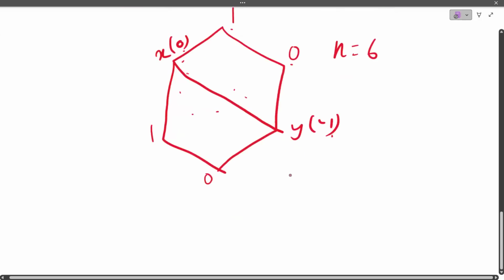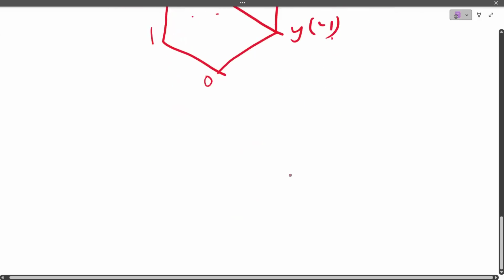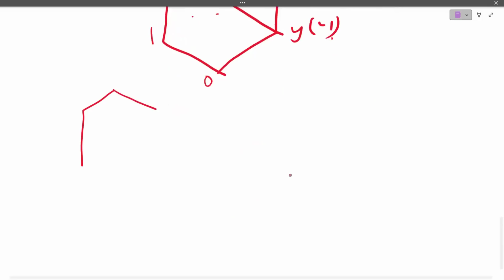So think about this. Let us also play with a few other test cases. So suppose this is a test case.